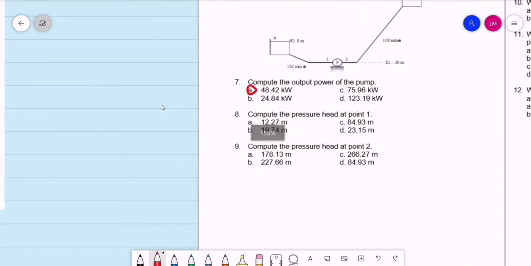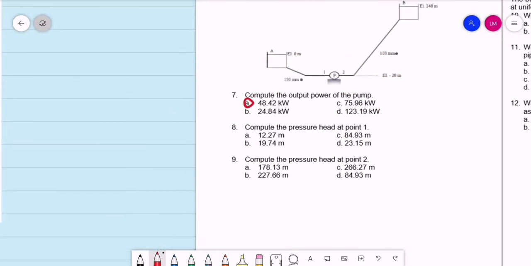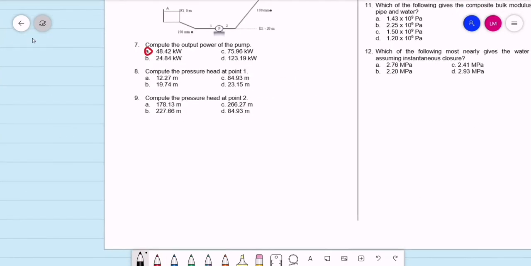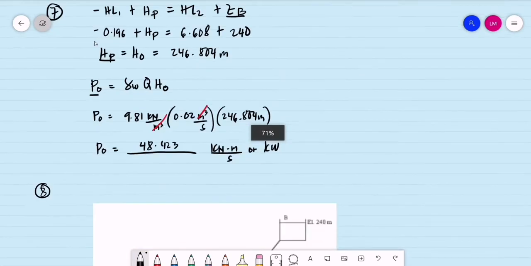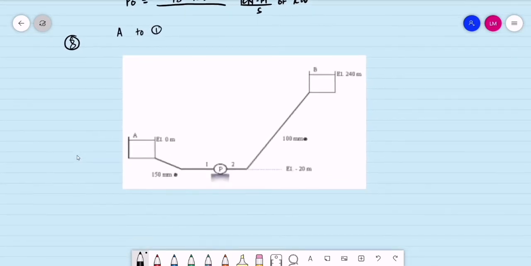Okay, then, dito tayo sa number 8. Compute the pressure head at 1. Okay, so paano naman natin i-compute yung pressure head sa point 1? I-consider lang natin, pwede tayong mag-consider ng 2 points ulit. Then, gawa natin ang energy equation. So, let's say this is from A to 1, yung entrance ng pump. So, nagawa naman natin to kanina. I-consider lang natin yung mga elevation.